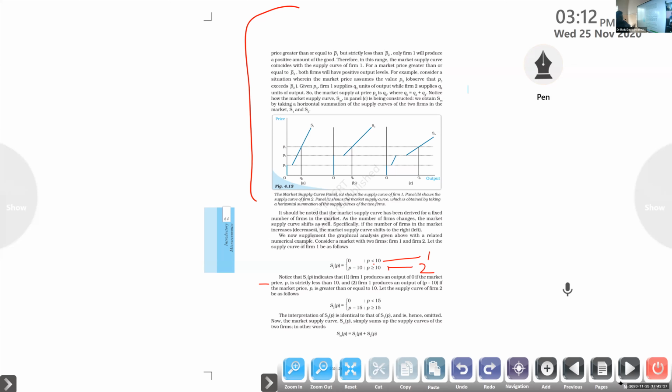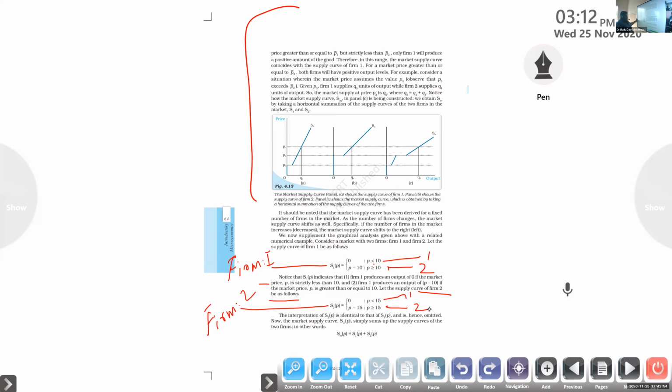You already discussed this method there. So this is a numerical example, just observe it clearly. Next we are coming to the supply curve of firm 2. So this is the supply curve of firm 1, and this is the supply curve of firm 2. This is the first condition, and this is the second condition.